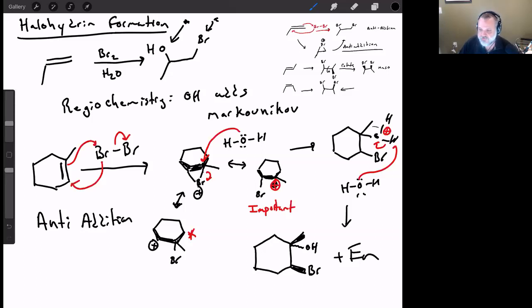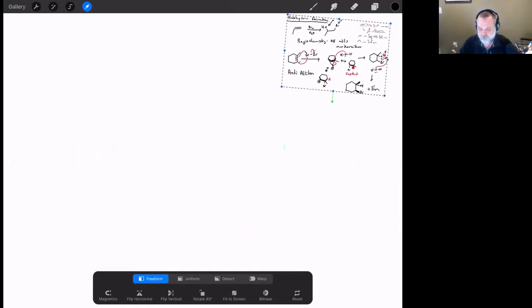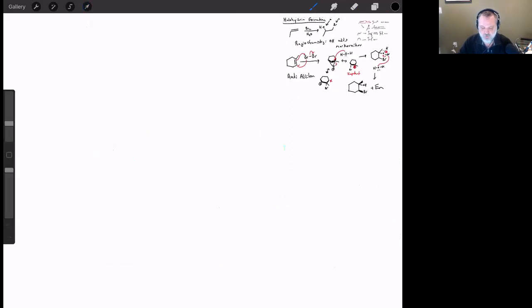So again, it's the same mechanism as before. It's just instead of having Br2 by itself, you're doing Br2 in the presence of water. The OH adds Markovnikov, still anti-addition. All right, so the next one is dihydroxylation. And we're going to talk about several different types.